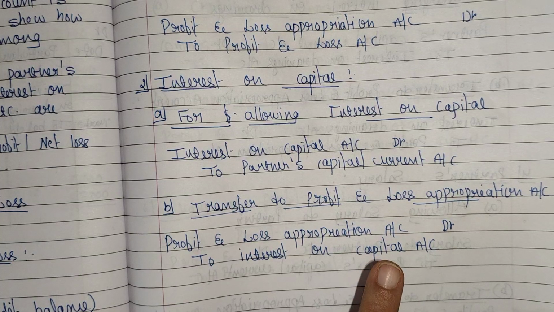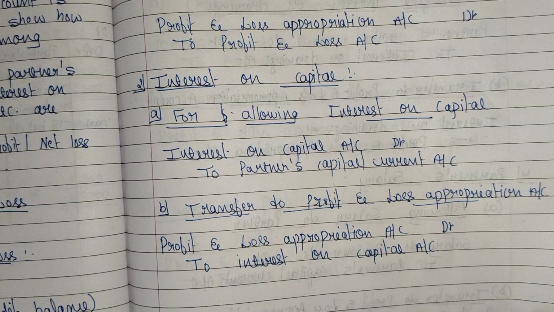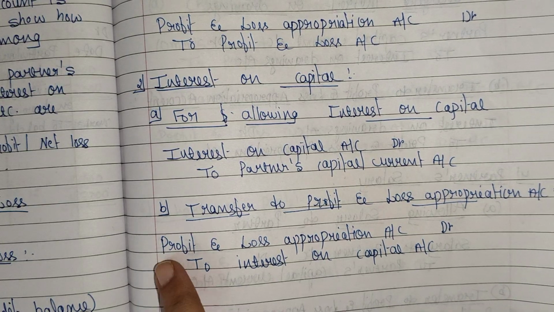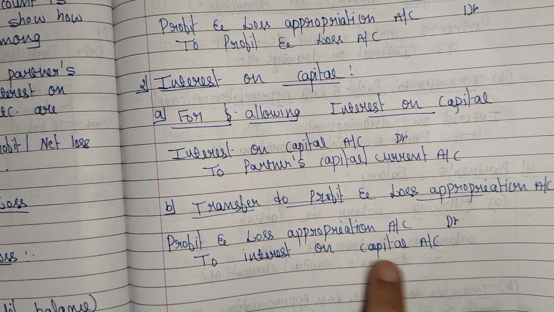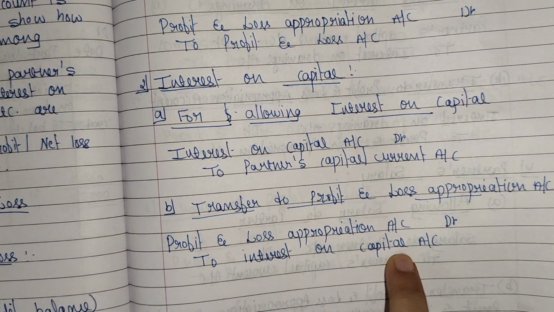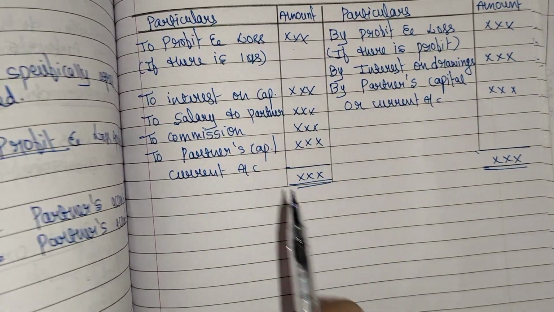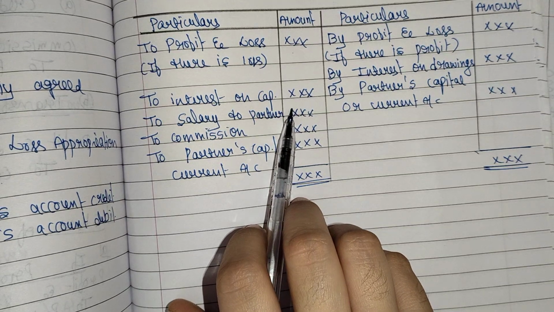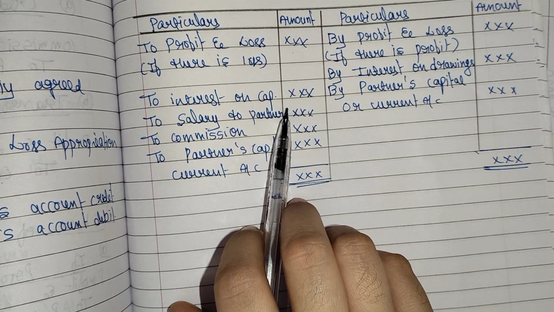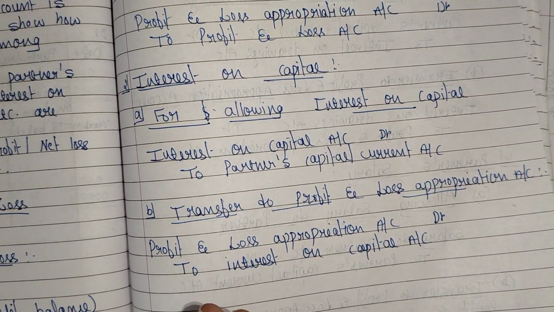Interest on capital is treated as an appropriation of profit, so it is transferred to the appropriation account. The entry is: Profit and Loss Appropriation Account debit to Interest on Capital Account. Here, interest on capital is credited in the capital accounts, but in the Profit and Loss Appropriation Account, we need to debit interest on capital. Clear?